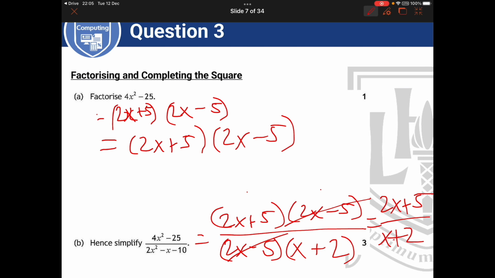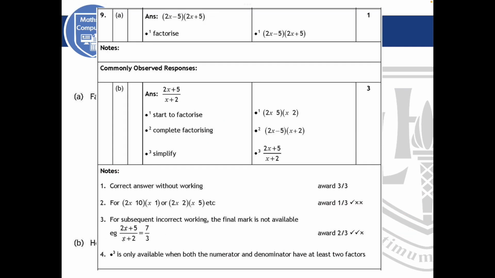3 marks. 1 for summing the top, the factorising, and then 1 for simplifying. A quick look at the marking scheme will tell you that. So part A was just to factorise, so there's the one step. Mark 1 for beginning to factorise that trinomial, finishing that factorising, and then the final mark for simplifying, i.e. crossing off the brackets.